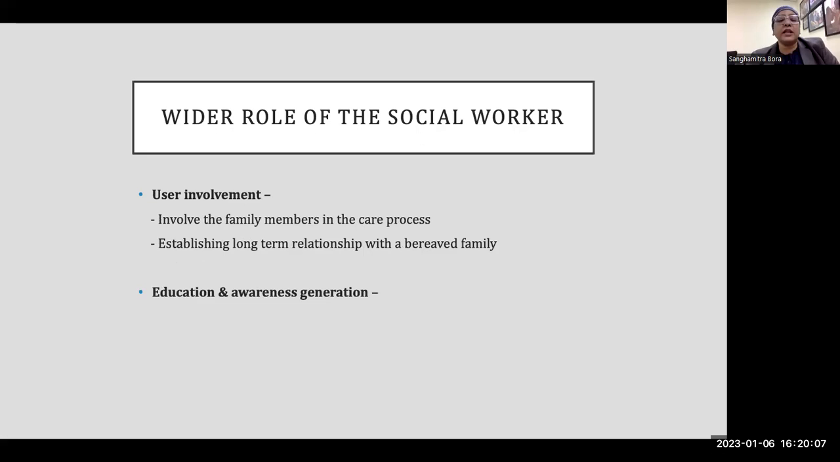User involvement, involving the family members in the care process, establishing a long-term relationship with the bereaved family, because the end user is definitely the family and the patient. And the feedback given by the family members would actually determine how we have excelled or failed in giving that particular care process to that particular patient.